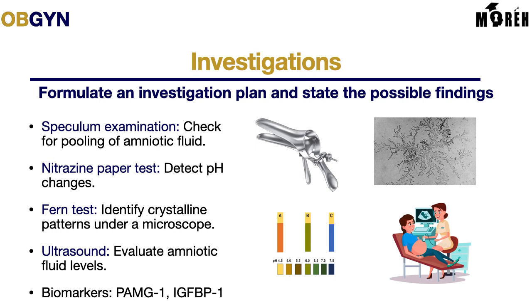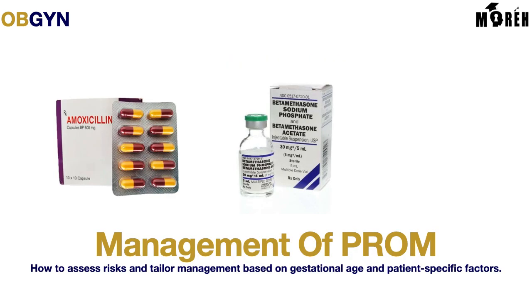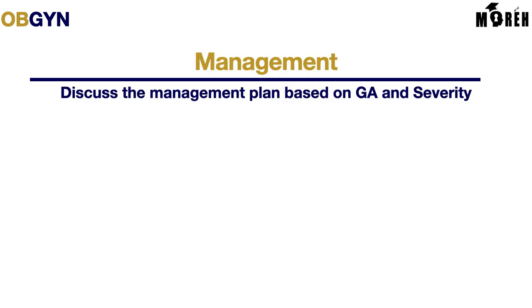So now that we know how to confirm, how to diagnose PROM, how then do we manage a patient with PROM? How do we assess the risk and tailor management based on the gestational age and the patient's specific factors? So our management of PROM is going to be based on gestational age and severity. And here, when we're discussing severity, what we should keep in mind is how many hours from the time the patient started draining.